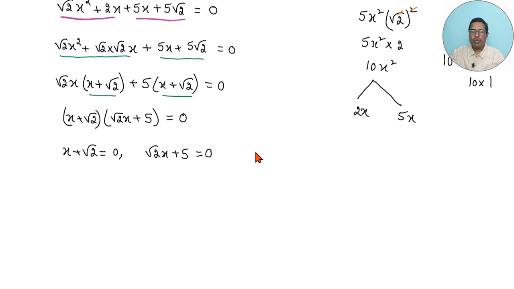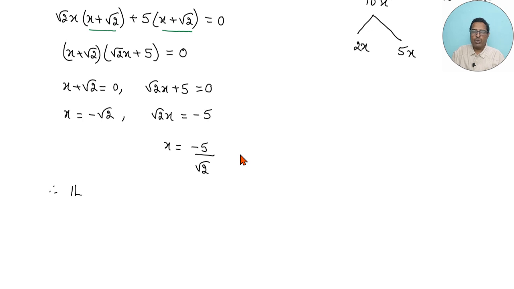Let us simplify this one and get the value of x. x will be equal to this plus root 2. When it goes on the right hand side, it becomes minus root 2, and over here you have root 2 x is equal to, when this plus 5 goes on the other side, it becomes minus 5, or x will be equal to minus 5 as it is. Sending this root 2 to the other side, it will be divided by root 2. Therefore we have these two roots: x is equal to minus root 2 and x is equal to minus 5 by root 2.